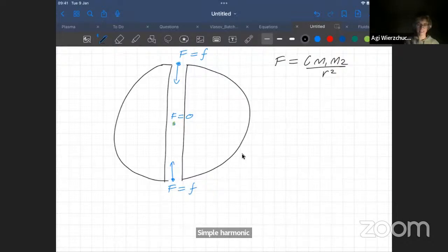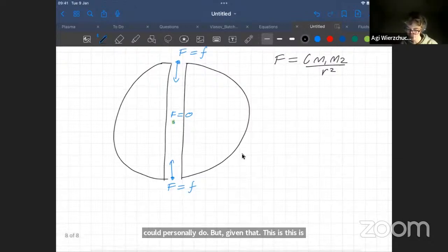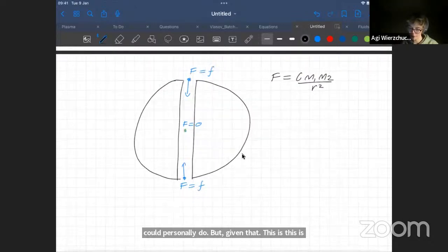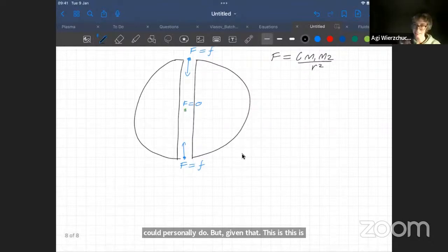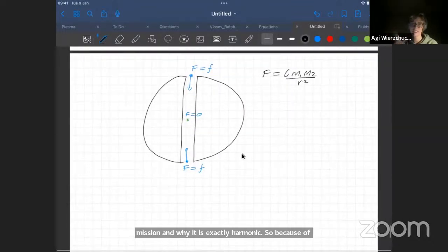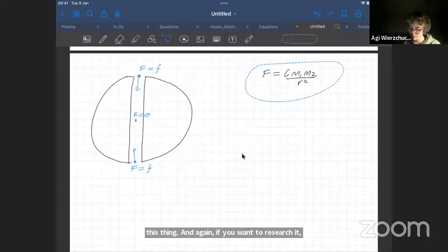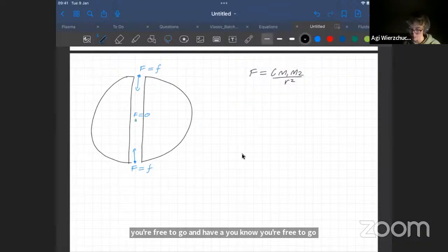But given that this is a webinar, we have the time to go through this whole question. I'll go through it exactly, and derive the simple harmonic motion and why it is exactly simple harmonic motion. So because of this thing, and if you want to research it, you're free to have a browse on the internet, because of this thing called Gauss's law, which I'm not going to derive here, right?